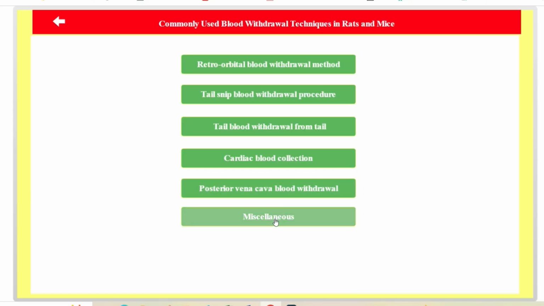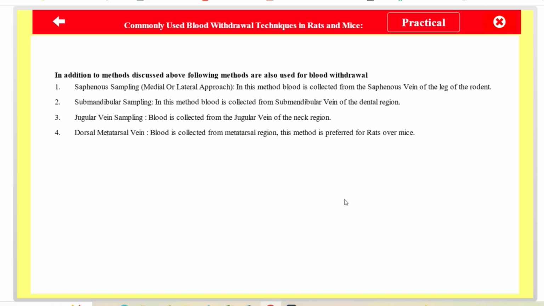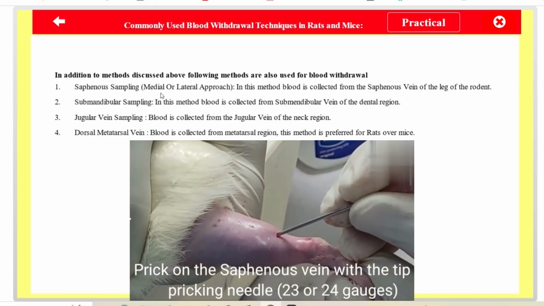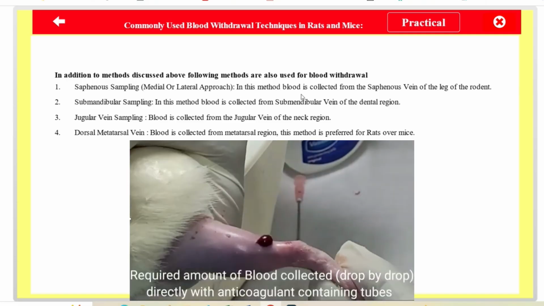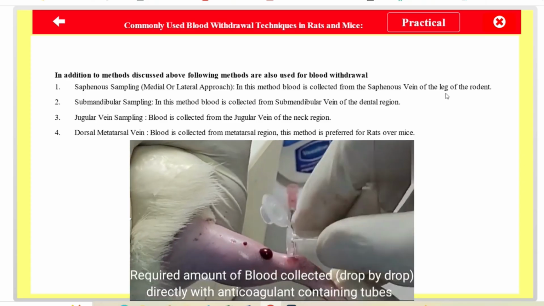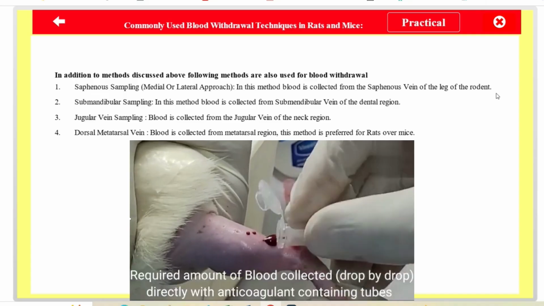The last method is miscellaneous. Here we have to read only. In addition to the methods discussed above, the following methods are also used for blood withdrawal: saphenous blood collection, medial or lateral approach. In this method, blood is collected from the saphenous vein of the leg of the rodent.